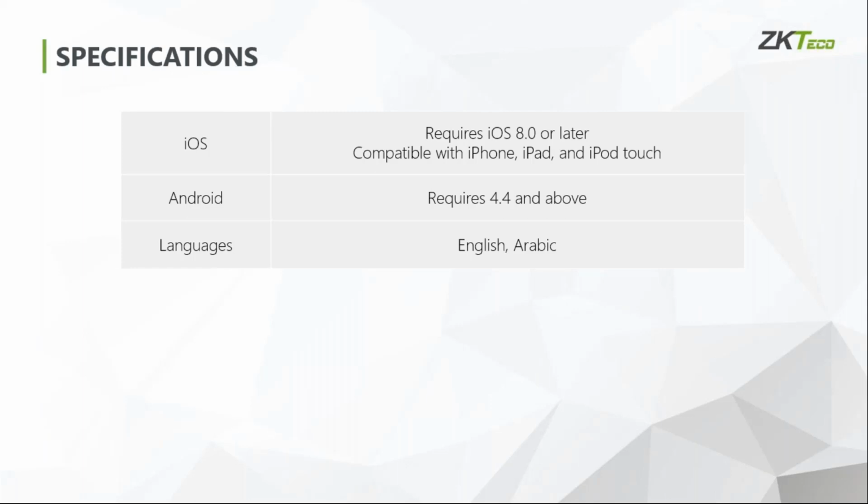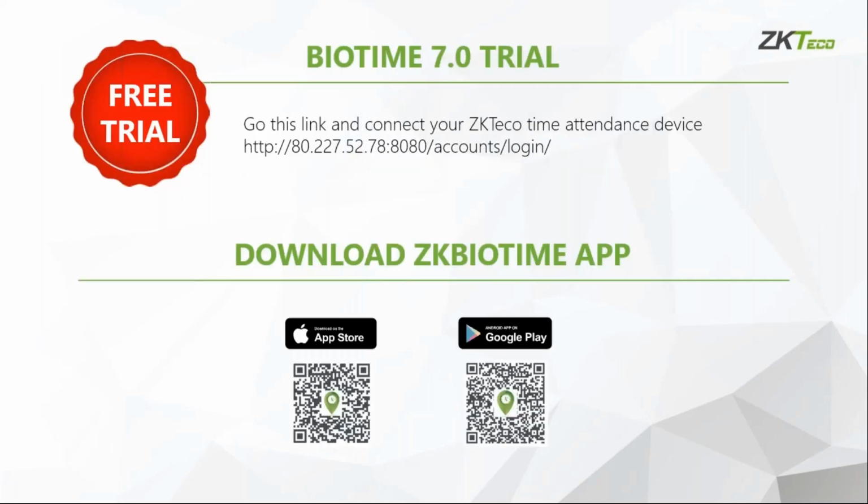And you can just get the trial. For example, if you want to try the mobile application, you just log into the App Store or Play Store and download the ZKBioTime mobile application. Then you can configure the server detail, which is the public IP 80.227.52.78, and the port number is 8080.